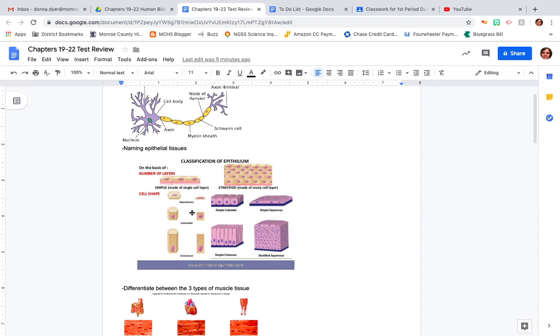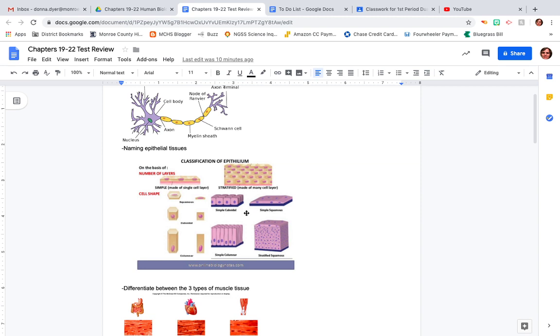The 3 basic shapes that we talked about were squamous, cuboidal, and columnar. So simple squamous would be one layer, again, of thin, flat, irregularly shaped cells. Simple cuboidal would be one layer of cube-shaped cells. Simple columnar would be one layer of tall, thin, narrow cells. Stratified squamous would be many layers of thin, flat, irregularly shaped cells. Stratified cuboidal would be many layers of cuboidal cells or cube-shaped cells. And stratified columnar would be many layers of tall, slender cells.